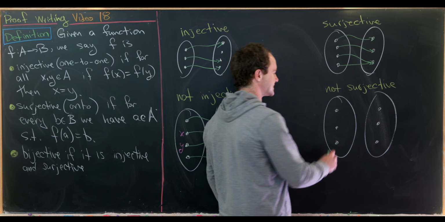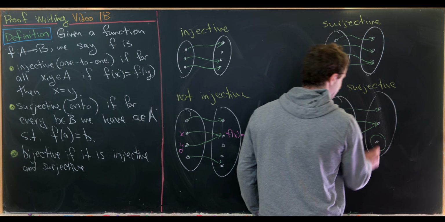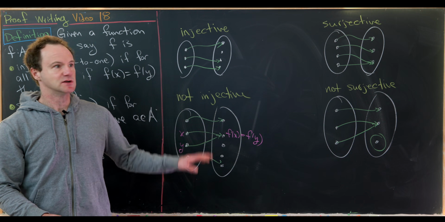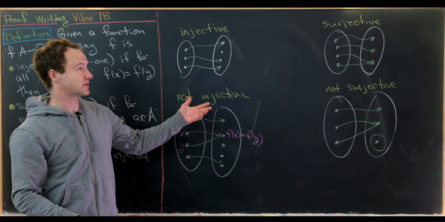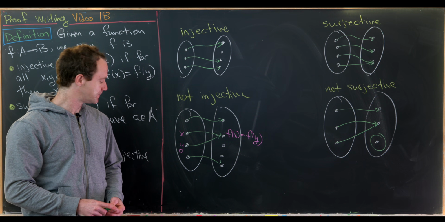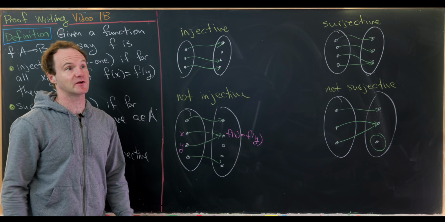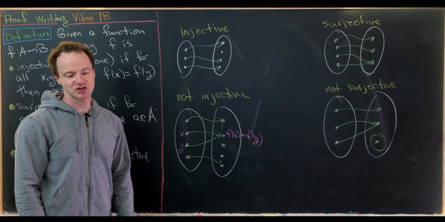Then something that's not surjective would be something like this. So notice that this dot over here is missed. So you can think about something that's surjective as something that doesn't miss anything in the codomain. Okay, so next I'd like to give some outlines for proving that functions are injective and surjective, and then do some examples.